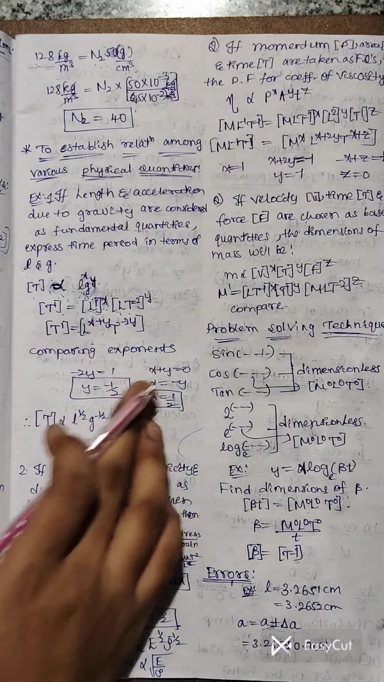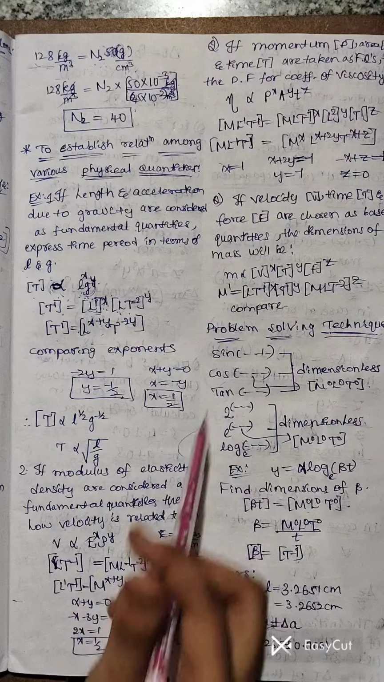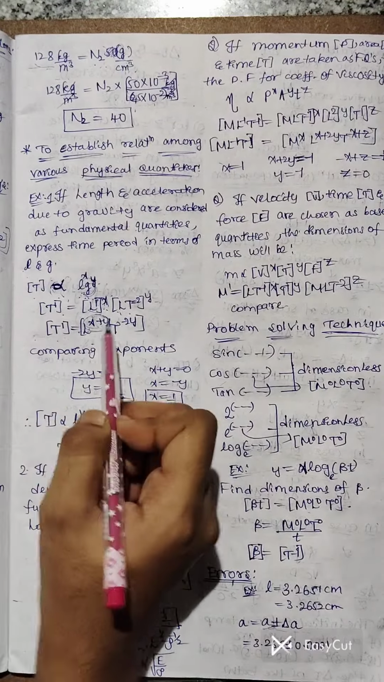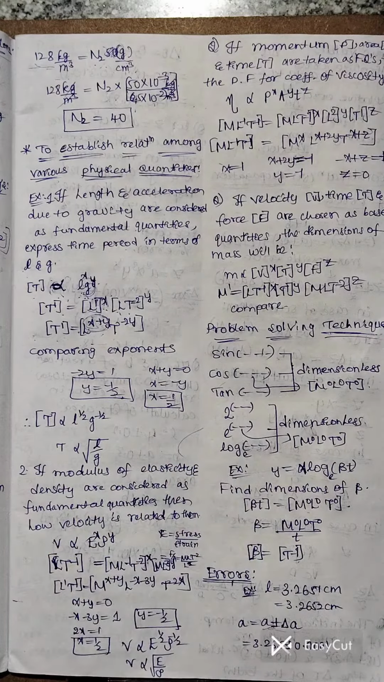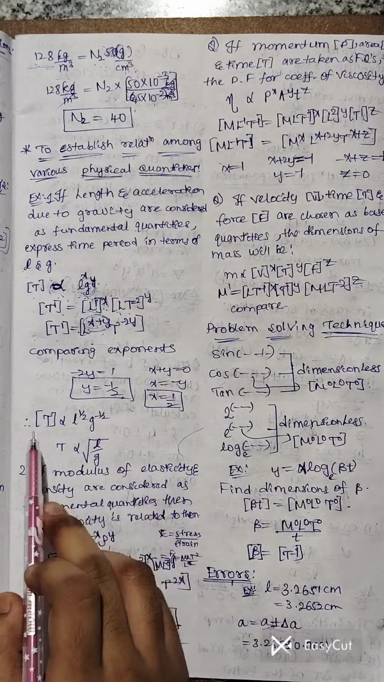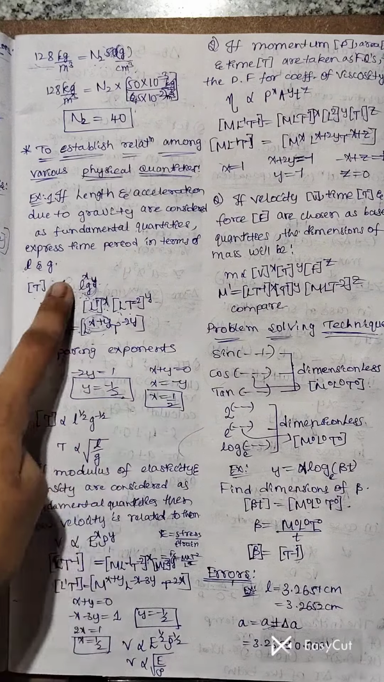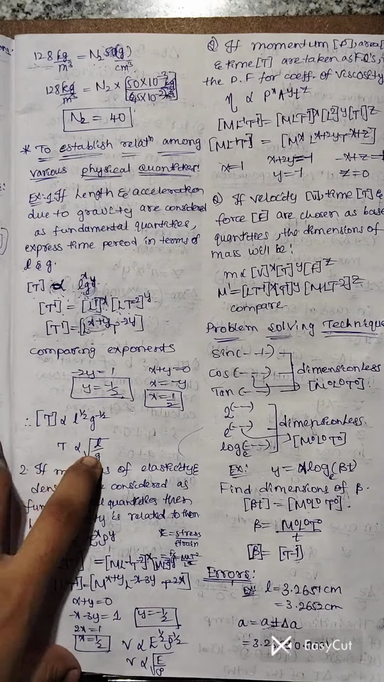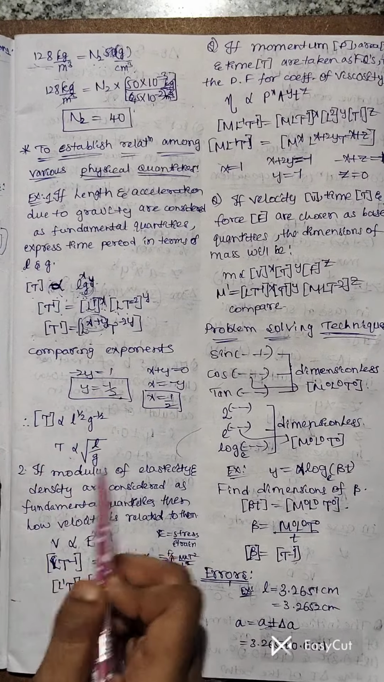Now by comparing the exponents from LHS and RHS, you get those values. Here, the LHS is independent of L, so x plus y is equal to 0 and x is equal to minus y, and minus 2y is equal to 1. From this we get y is equal to minus 1 by 2. So now T is directly proportional to L power 1 by 2 into g power minus 1 by 2, which can be written as T directly proportional to L power 1 by 2 by g power 1 by 2. That is, T is directly proportional to root of L by g.